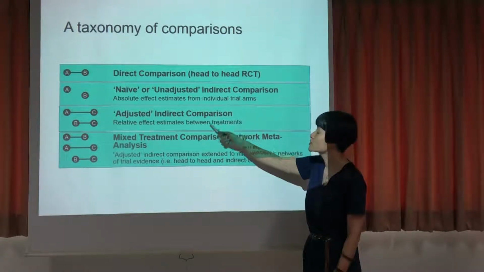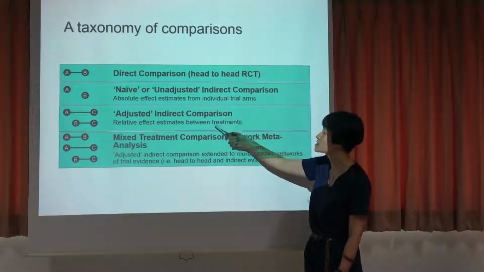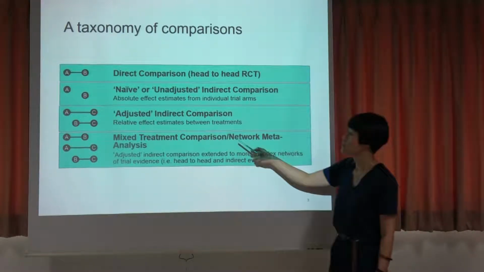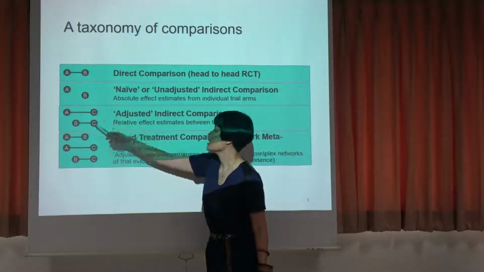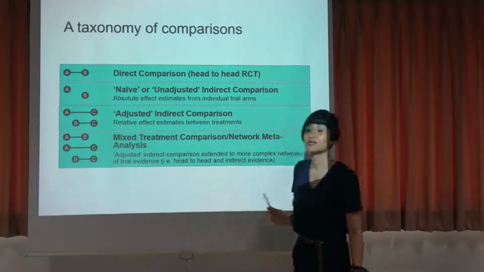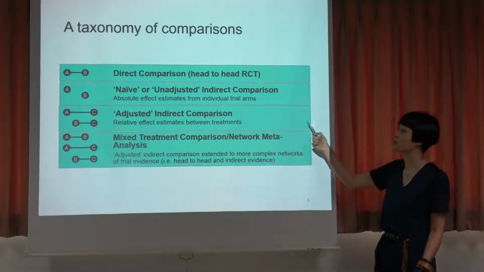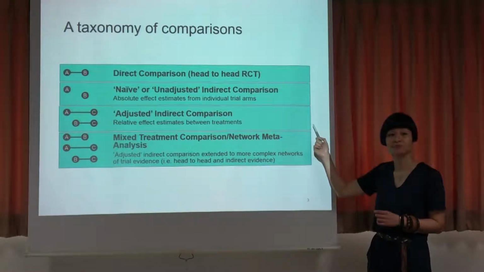So if you want to make a connection, if you want to understand the treatment effects between A and B in this situation, you need to use C as an anchor and calculate an adjusted indirect comparison. So this is what we mean when we talked about adjusted indirect comparison.